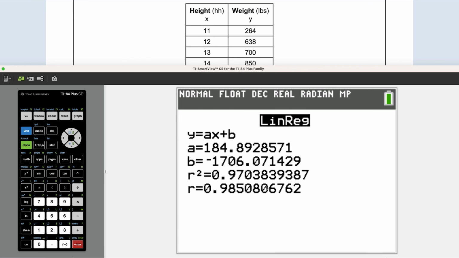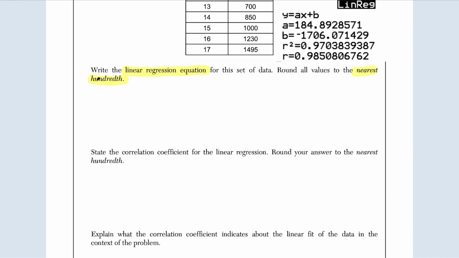It's going to give us the R value, the correlation coefficient. So now we can write out the answer here. We have A equals 184 point, and we look here, we have a 9 in the hundredths place, and we're rounding to the nearest hundredth, so we look to the right, a 2. So we're going to round down to 184.89 like this.